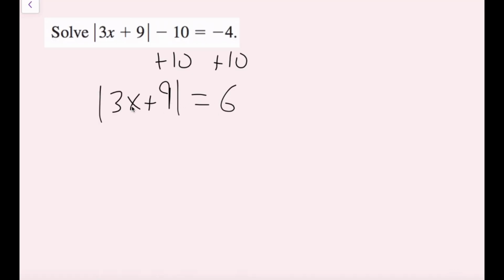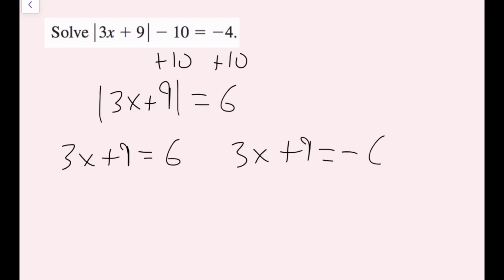So I'm going to rewrite this as 3x plus 9 equals positive 6, and 3x plus 9 equals negative 6. Because remember, if this whole thing in the absolute value is negative 6, the absolute value of negative 6 is positive 6, so that would make this equation true. So anyway, now I just want to solve both of these equations, and luckily the steps will be the same. We'll get different values, but the steps will be the same.